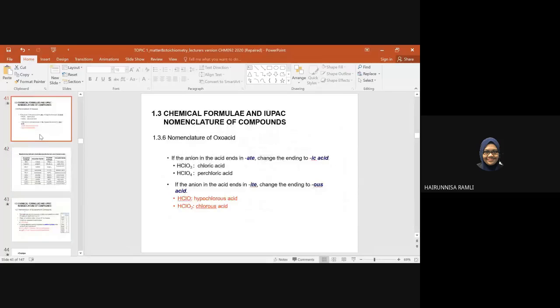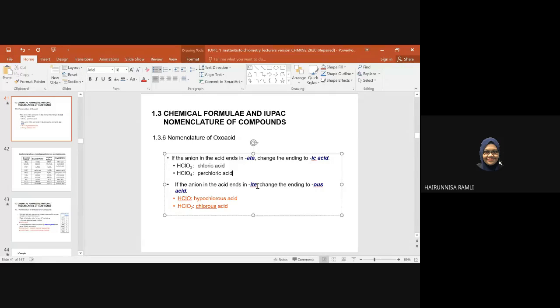Kalau let's say you ending dia macam ni kan, HClO4. ClO4 adalah perchlorate ion. Per, dia ada per kan, perchlorate ion. Kat sini dia jadi perchloric acid. Okay, so yang ending ATE, kita tukar ending dia IC acid belakang dia. So ClO3 is chlorate. ClO3 minus kan chlorate ion kan. So dia jadi chloric acid.